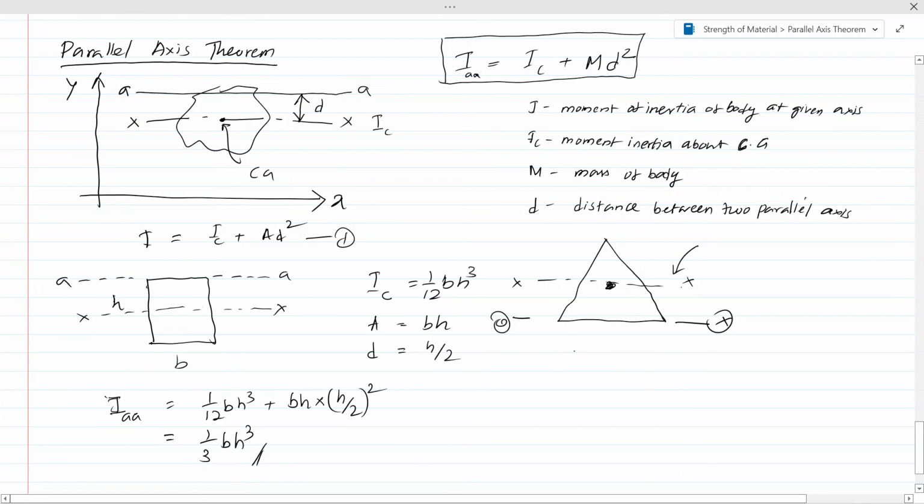I hope that it is now clear how to calculate the moment of inertia about a different axis. If you know the moment of inertia at the centroid, and if you know the cross-section area and the gap between these two axes, then we can calculate the moment of inertia.